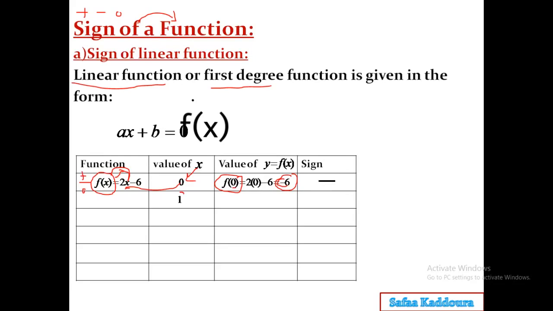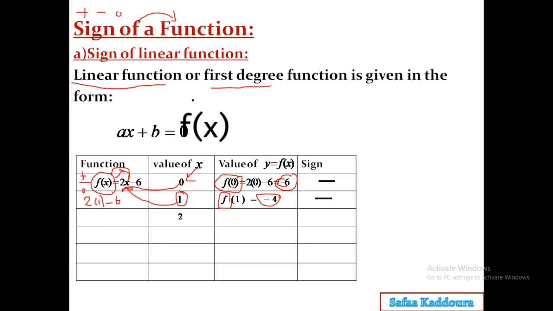Now, if x equals 1, I substitute 1 in f of x, replacing each x by 1. It gives me f of 1 equal minus 4. What is the sign of f of x? Now its sign is negative. So when x equals 1, the sign of f of x is negative.